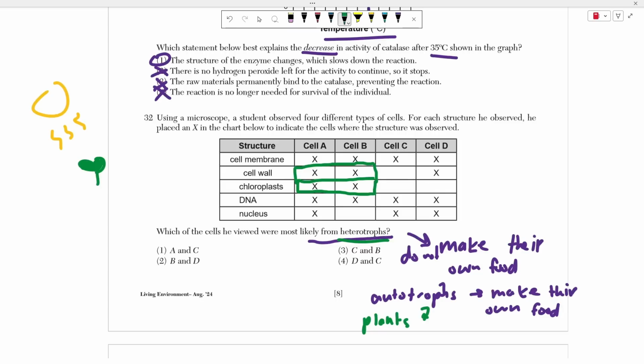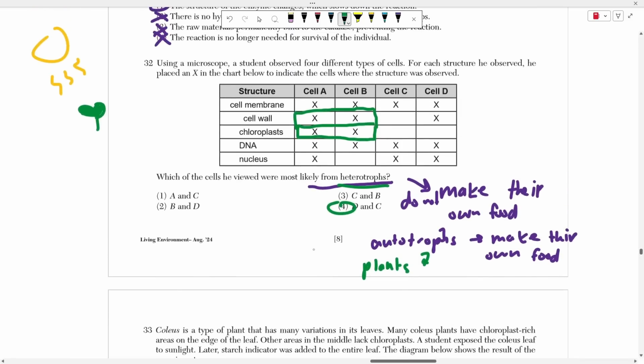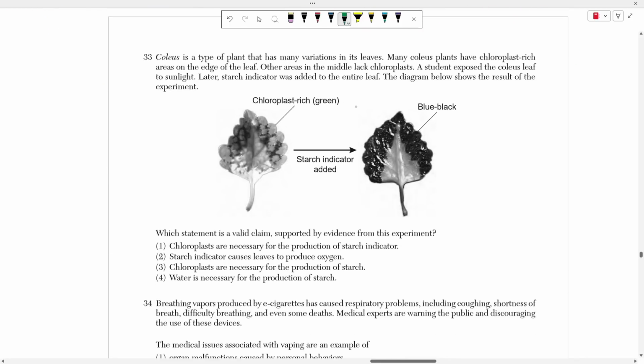So if we look at this, cells C and D lack chloroplast, so cells C and D, or D and C, have to be those heterotrophs, okay? So again, for this problem, you need to remember that heterotrophs are animals, right? Because animals don't make their own food, while autotrophs are plants. What do plants have that animals don't? Chloroplasts.